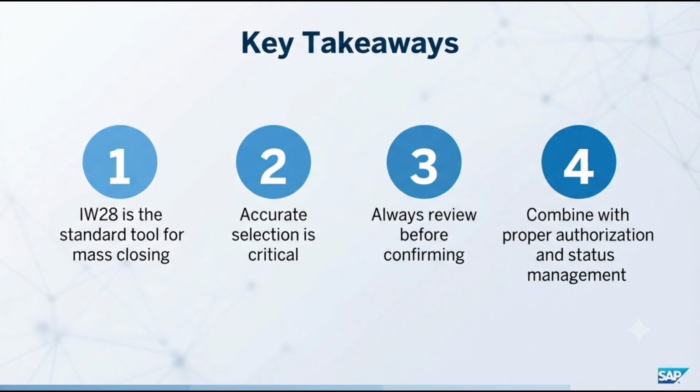Let us quickly summarize the key points. Transaction IW28 is the standard and most efficient way to mass close maintenance notifications in SAP PM. Success depends on accurate selection criteria and careful review of the resulting list. Always verify system and user statuses before executing the close function. Testing with a small set of notifications first reduces risk.